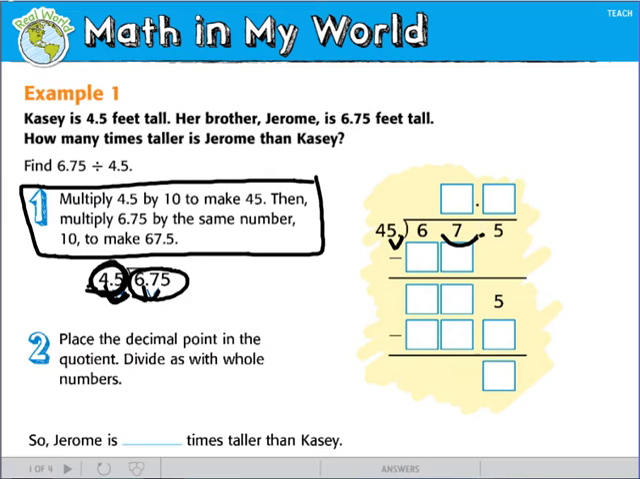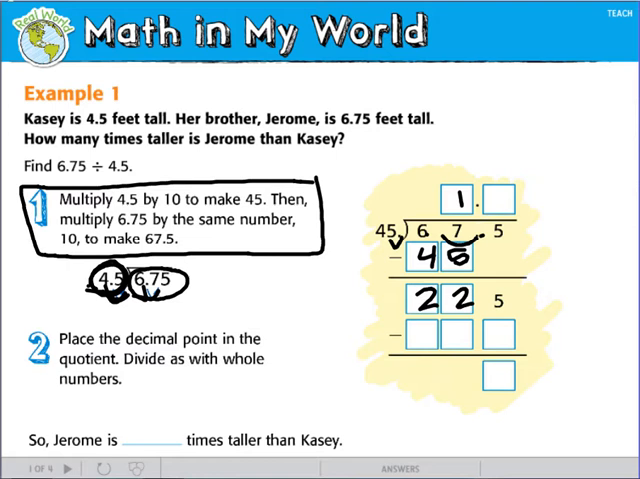Once you do that, it's identical to the last thing that we've been doing, because now I'm dividing a decimal by a whole number. Okay? So now we can go through and say, okay, 45, 6 cannot be divided by 45, but 67 can be. 67 divided by 45 is 1. That's 45. 7 minus 5 is 2. 6 minus 4 is 2. 225.